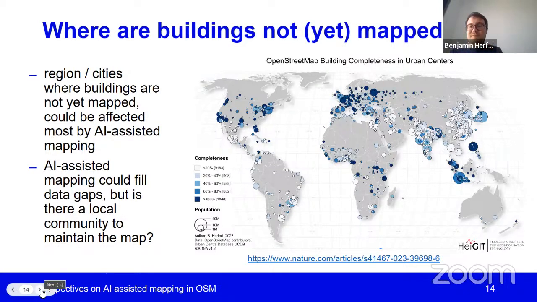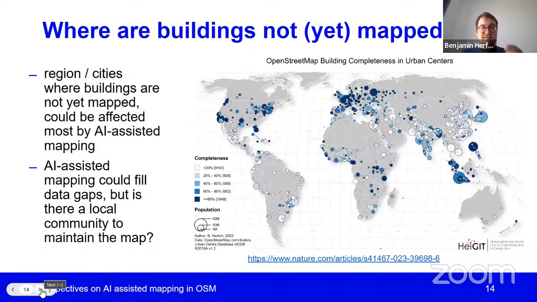Why I was interested in putting this together with AI assisted mapping is that the places where currently not all buildings are mapped, or where buildings are missing, maybe these places are also the places affected most by AI assisted mapping. So for instance, you see that for many cities in Western Europe, close to Heidelberg, where I'm living, the completeness of the buildings is already rather high. So probably here we will not see many buildings added to OpenStreetMap which come from AI assisted mapping.